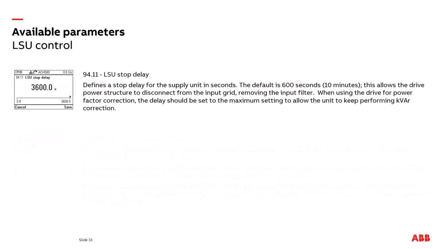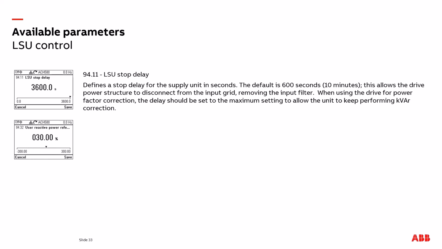Line supply unit stop delay, parameter 9411. This defines the stop delay in seconds. Default is only 600 seconds, otherwise 10 minutes. After 10 minutes, if the drive is not loaded down, the drive will stop modulating its input and disconnect the input filter from your system. You can adjust this all the way up to 3600 seconds, which is 1 hour. And you want to set it to its maximum setting so you can keep on performing kVAR correction beyond the point when the drive stops.